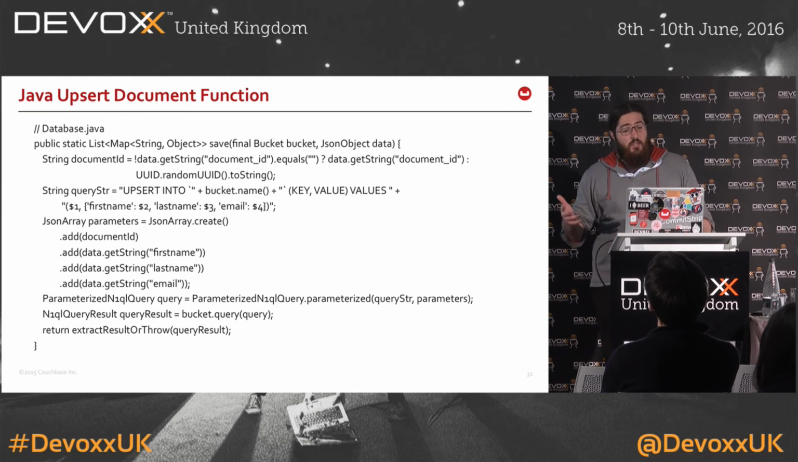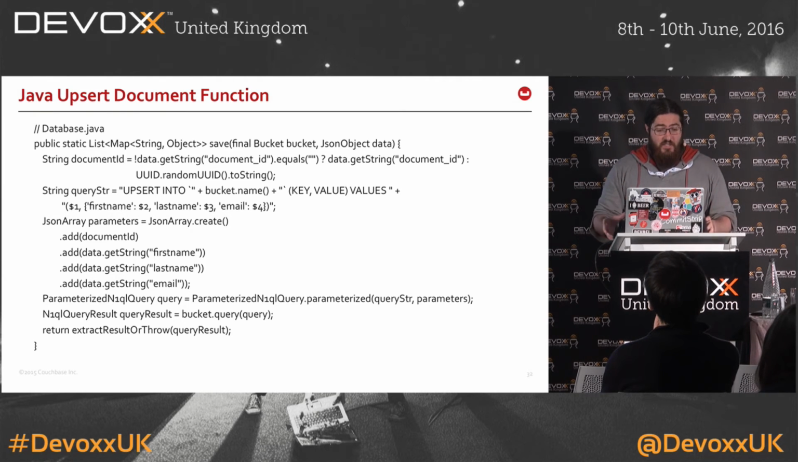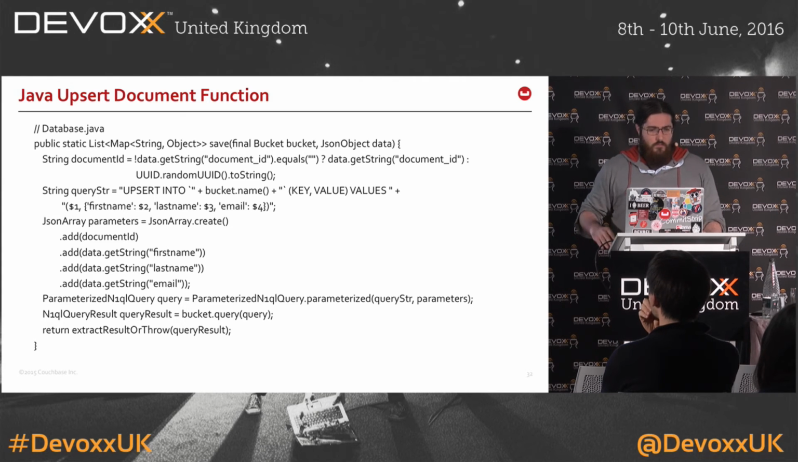The save method of the service, from a synchronous perspective, here's what it does. It gets the JSON object. It extracts the ID, if there is one. If there is none, then it generates a new ID, which is basically the difference between creating a document and editing an existing document.